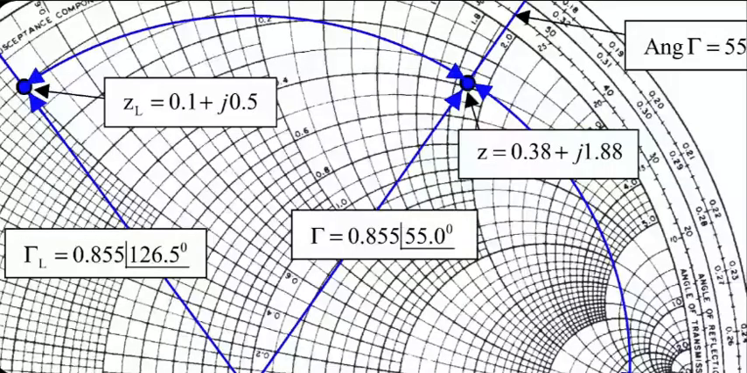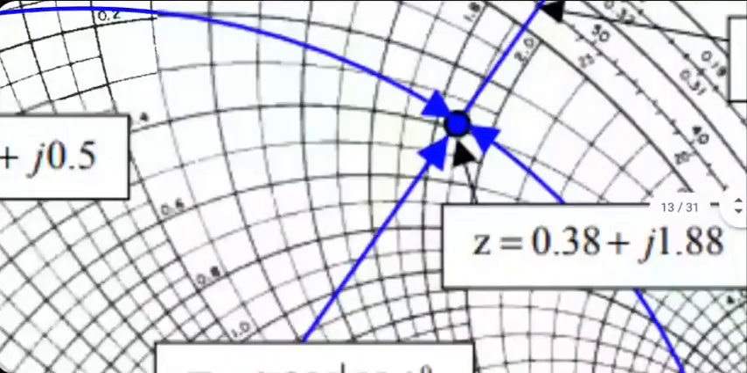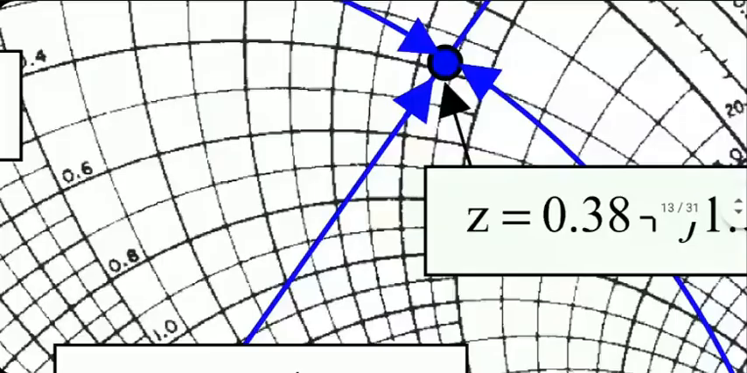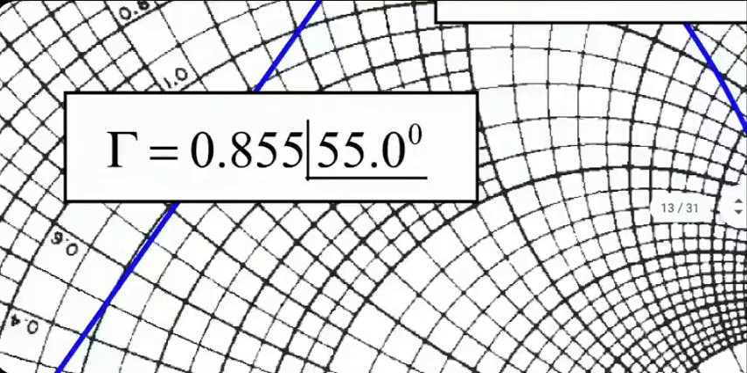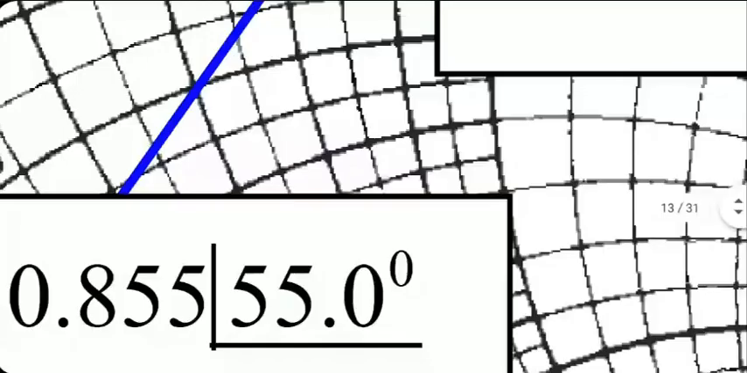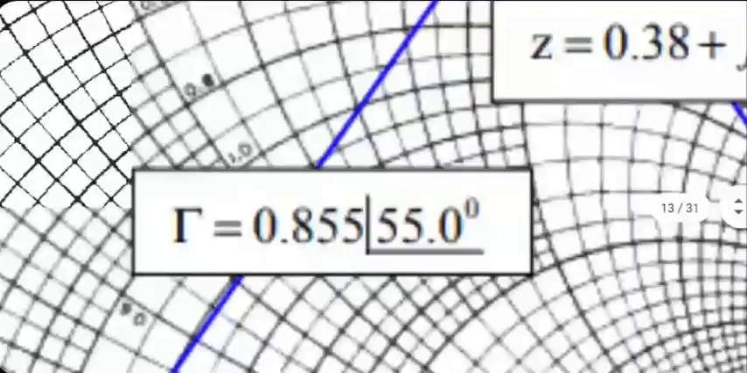Constant X circle is right here. Yeah, it is between 1.8 and 2. So it is 1.88 almost. Yeah, he's right. And the constant R circle passing through this point is between these two circles that you see. It's difficult for me to read it out, but he has done the right job, I'm sure. Okay. So this is how you do complex loads.